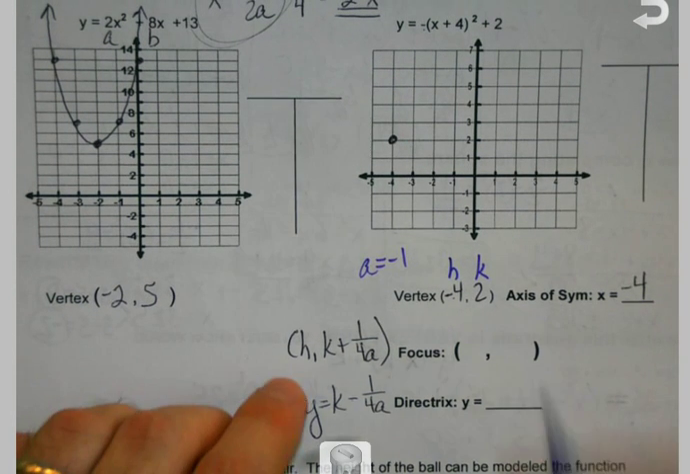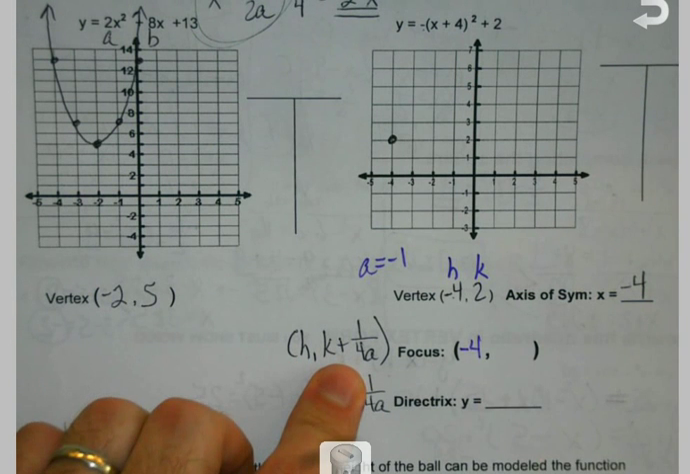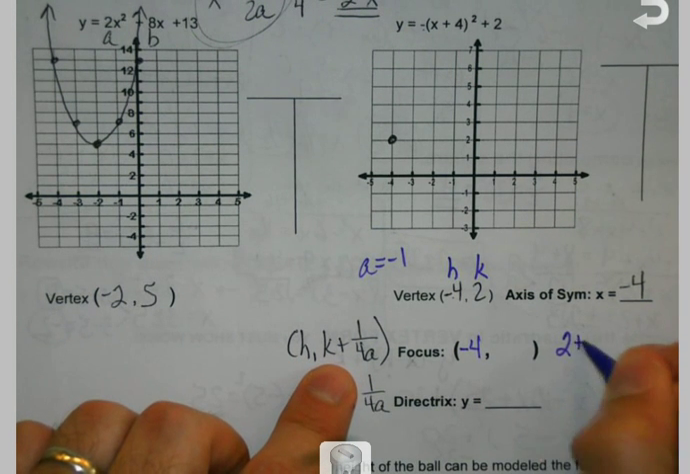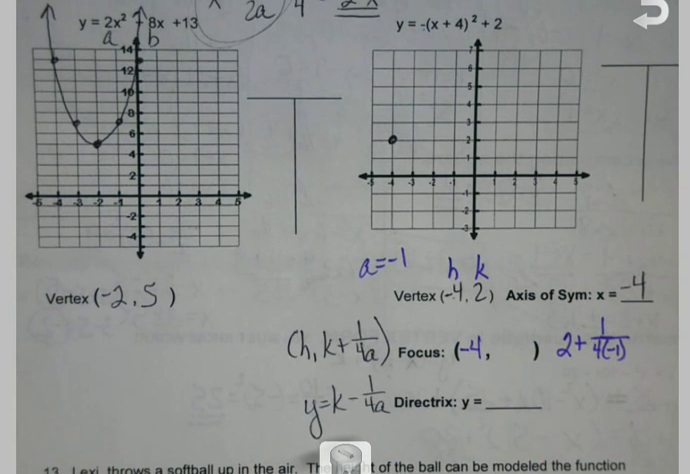So I'm like, okay, so h. Now for the second part, I'm going to do a little side work here. It's k plus 1 over 4a, which is negative 1.